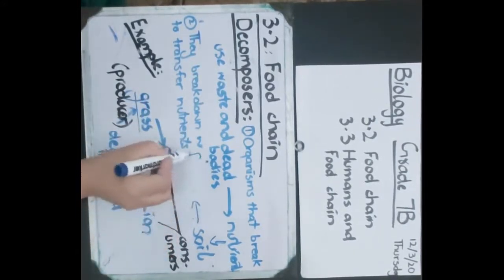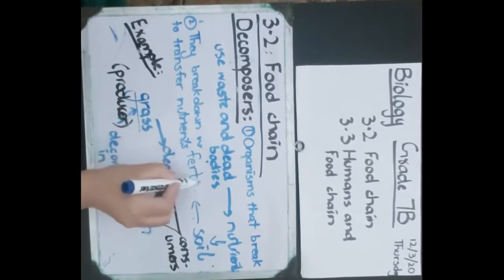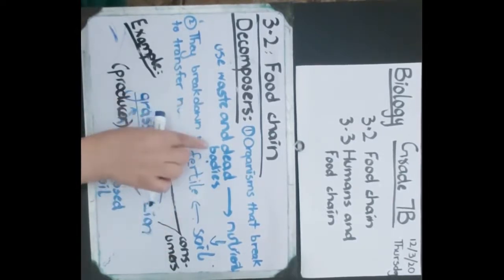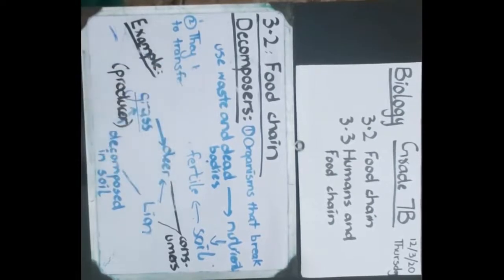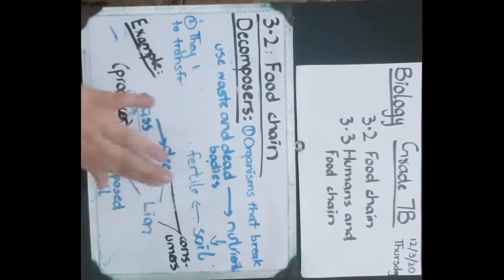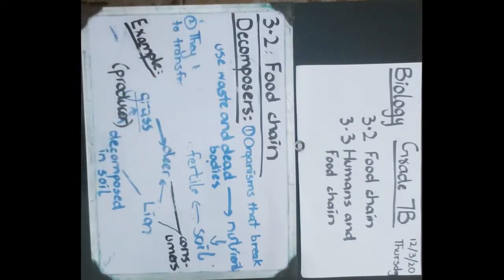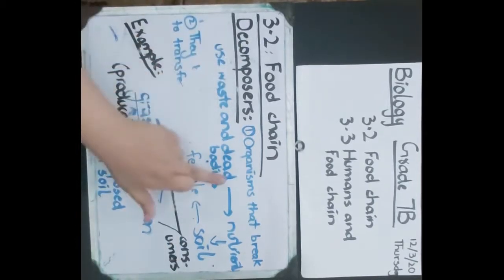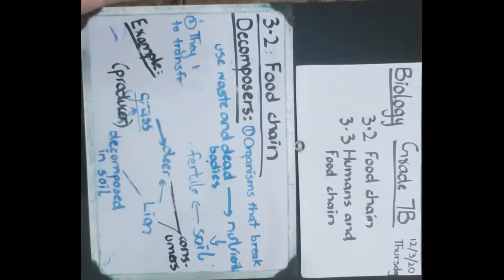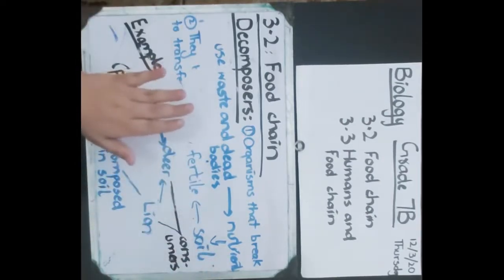Soil becomes fertile. Okay, so now decomposers has 2 points. Number one, organisms that break down waste and dead bodies of plants, animals, and human beings are called decomposers. The organisms that break down waste and dead bodies are called decomposers. So, how do they break down dead bodies and waste?